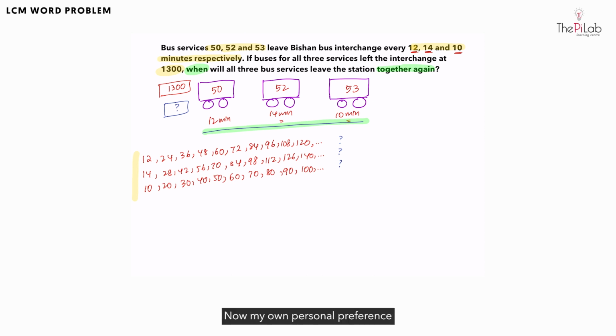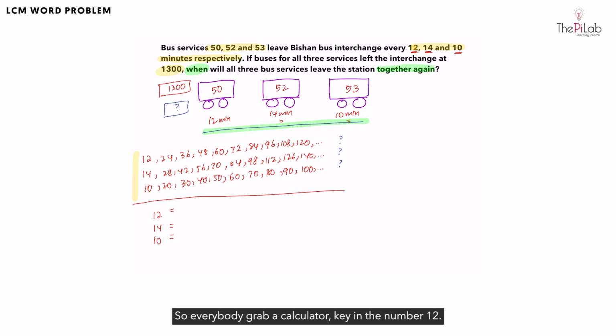Now, my own personal preference is to use the prime factorization method. So let's go ahead and write down the 3 numbers, 12, 14, and 10, and break down each number into its prime factorization form. So everybody grab a calculator, key in the number 12. Okay, let's start with 12 first. Key in the number 12 into the calculator and we're going to divide it by prime numbers.